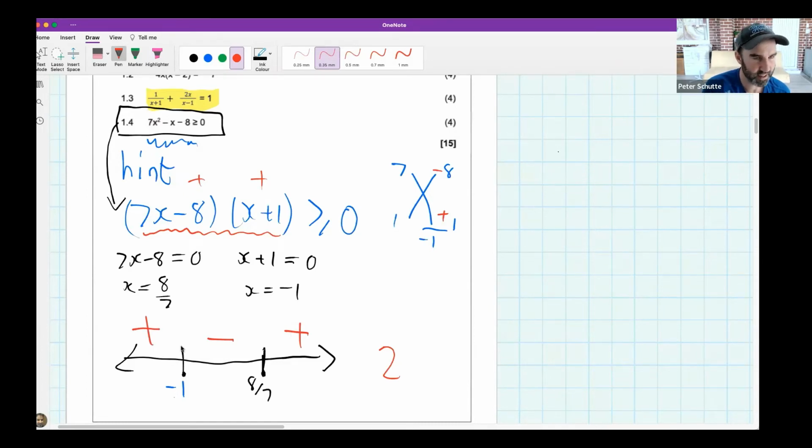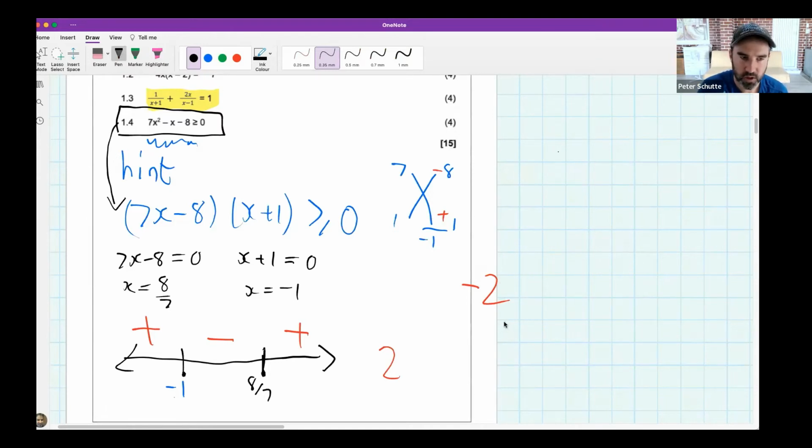So what that's saying is, if I choose a number between -1 and 8/7, this expression will be negative. If I choose a number less than -1, it will be positive. So let's just check that. Let's choose a number less than -1. Can you guys put, let's say -2. If you put -2 into this expression over here, do you end up with a positive or a negative? Just for interest's sake. Can you check that for me?